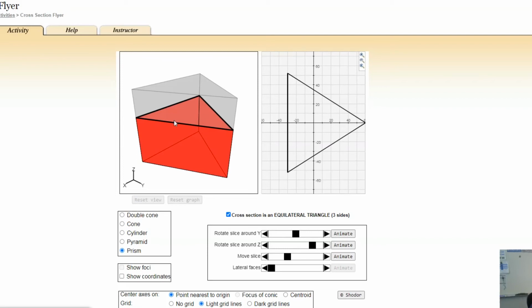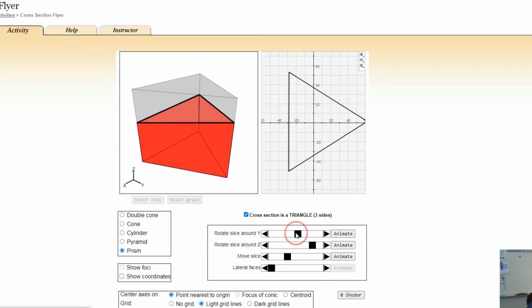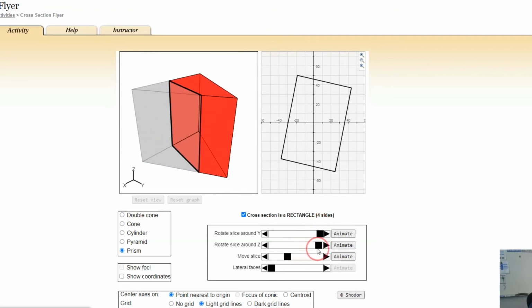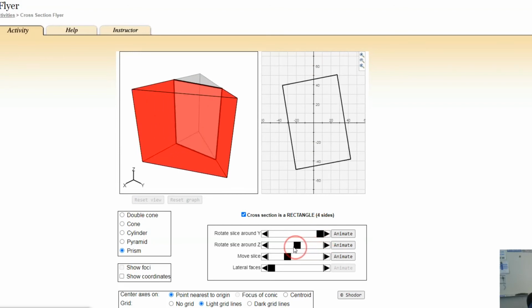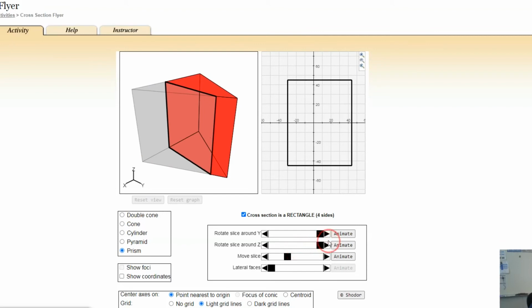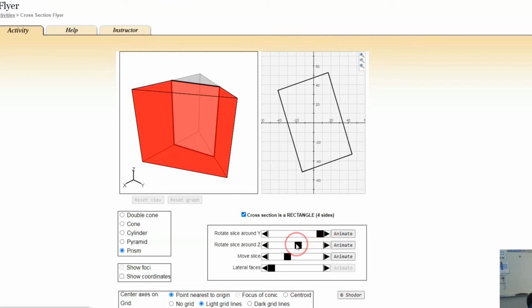This happens to be an equilateral triangle because it is an equilateral triangle at the base. It might not be equilateral at the base. It might be isosceles or scalene. Now if we rotate this to be perpendicular, notice that this is always going to be some sort of a rectangle.